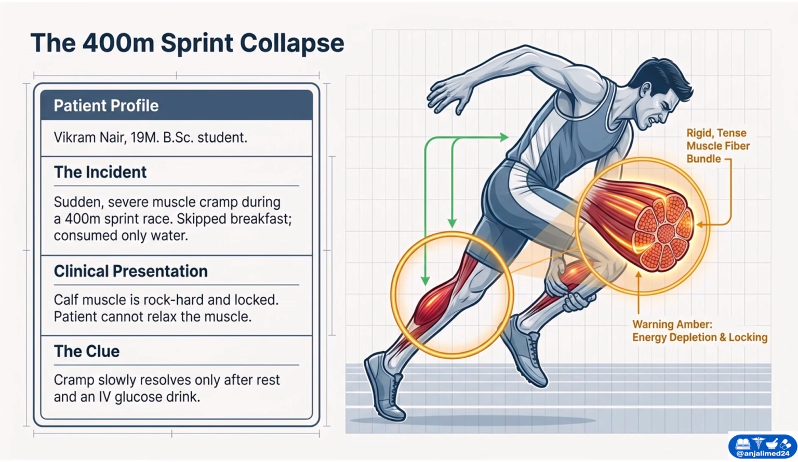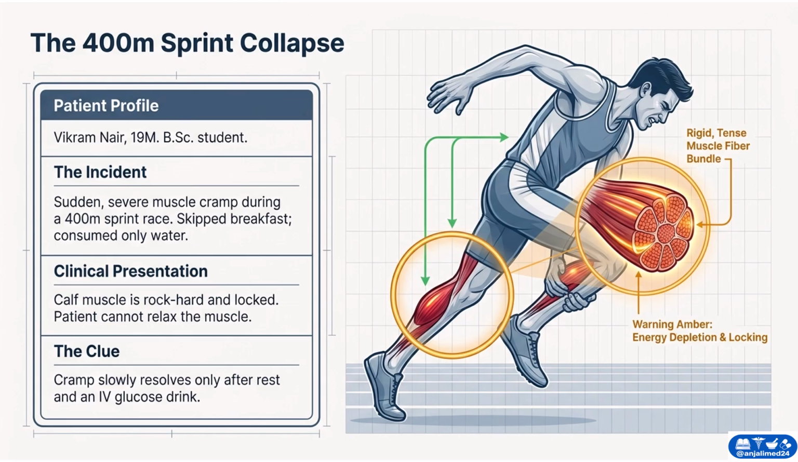Let us apply the physiology of muscle contraction to a real clinical scenario. The case is titled the 400-meter sprint collapse. Our patient is Vikram Nair, a 19-year-old BSc student and a competitive sprinter. During a 400-meter sprint race, he suddenly develops a severe calf muscle cramp.